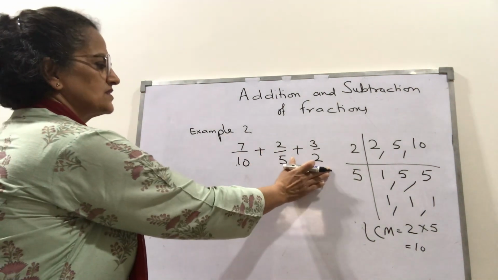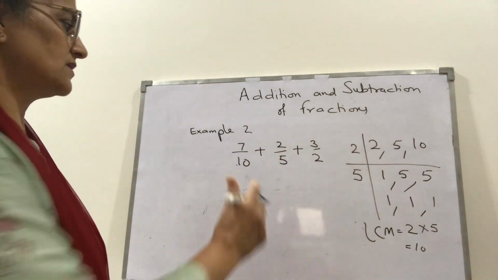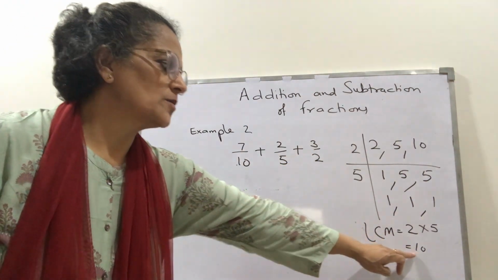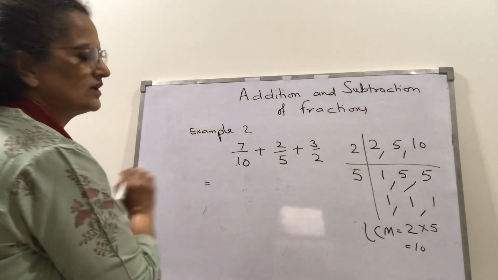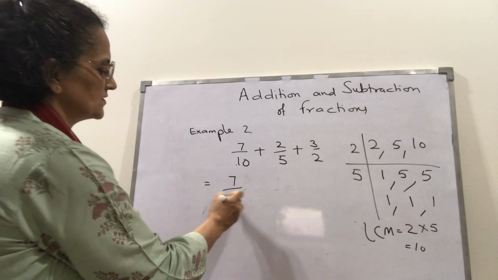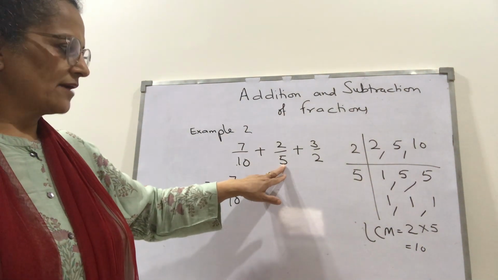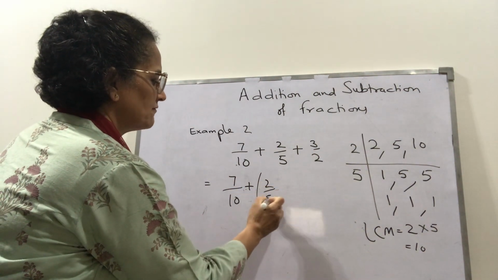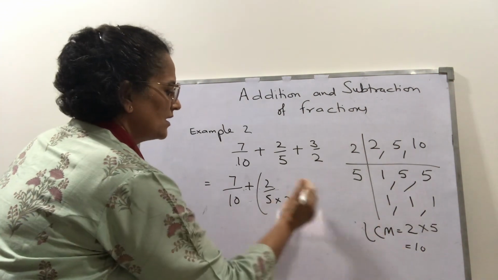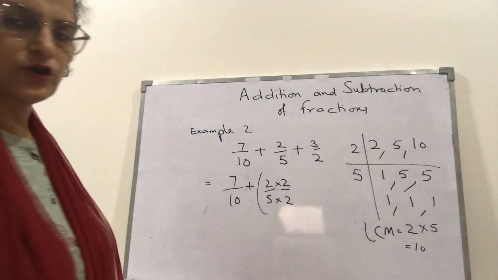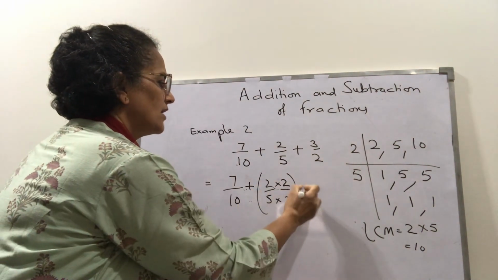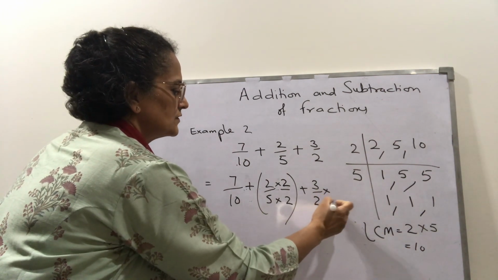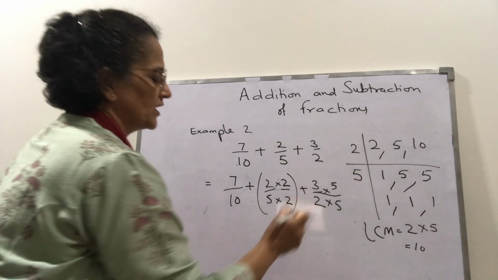Now, the first step is finding the LCM. The second step is making the denominators same as the LCM. So, my LCM is 10. I already have 10 here, so I copy this as it is. I'll multiply 5 with 2 to get 10. The same number I'll use in the numerator also. Then we have 3 by 2. I need to multiply with 5. So the same is to be used in the numerator also.